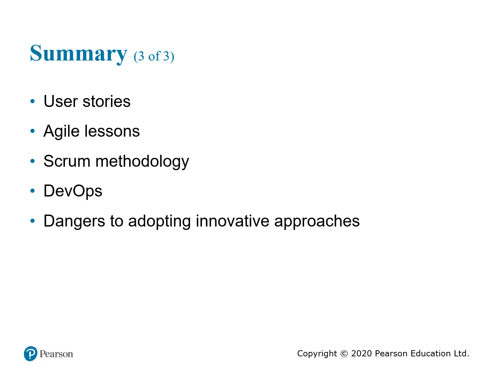We brought also some discussion about the user story in terms of its importance. We gave an example, and then we brought some lessons that we learned from agile modeling. We also discussed in detail in this video the Scrum methodology and the DevOps, or development and operation, approach. We finally ended up with the dangers or risks of adopting innovation approaches.